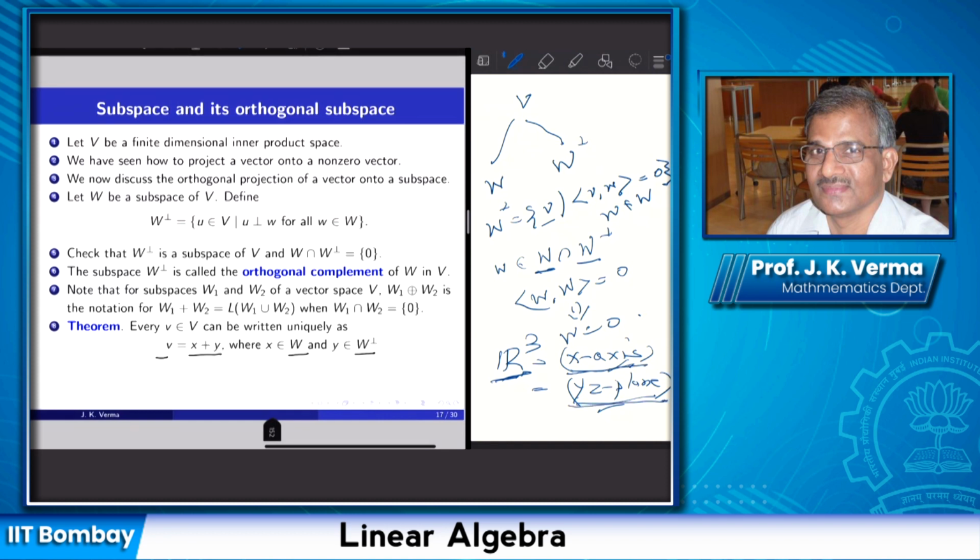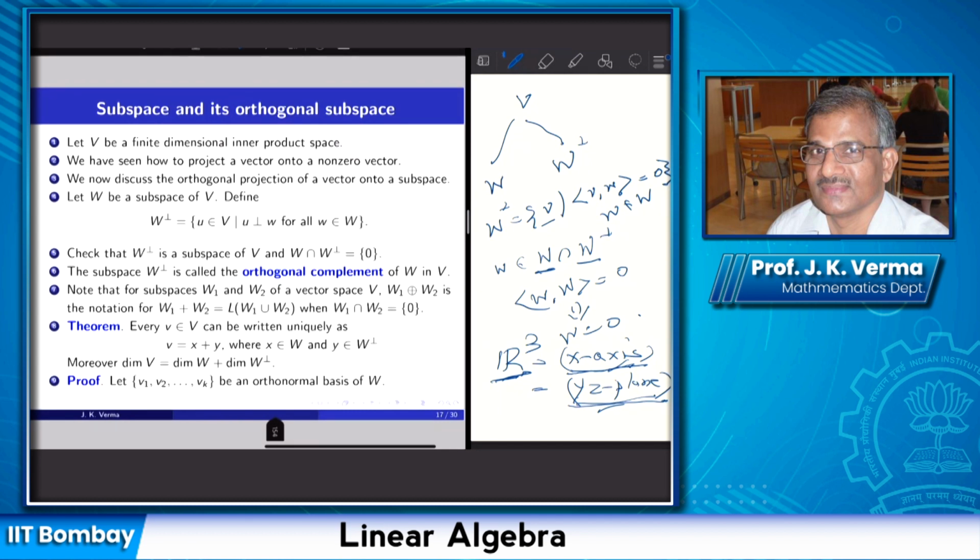What is important is that these two components are uniquely determined. One vector is coming from W, another vector is coming from W perp, and if I can write any vector as a sum of these two vectors, one in W and another in W perp, these x and y are uniquely determined. Moreover, the dimension of V is the sum of the dimension of W and W perp. Let us see how to prove this.